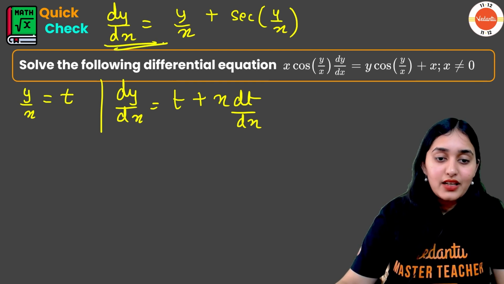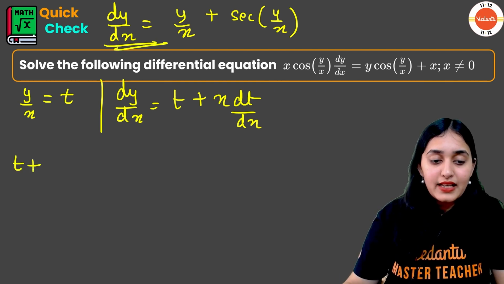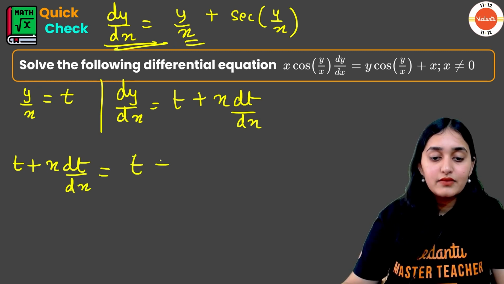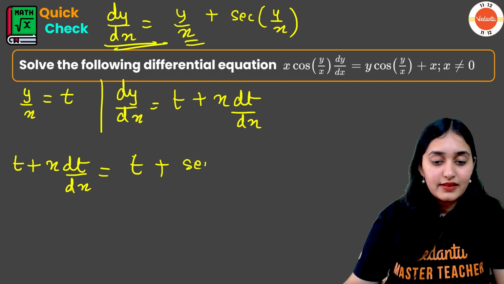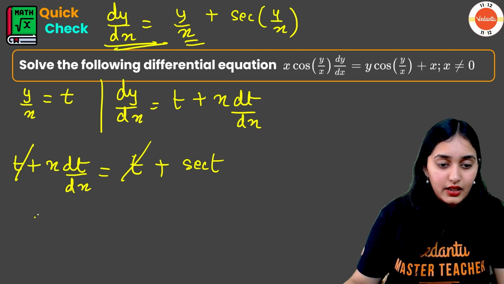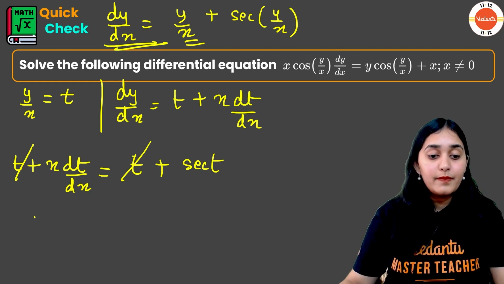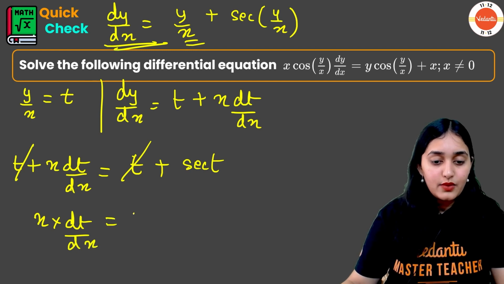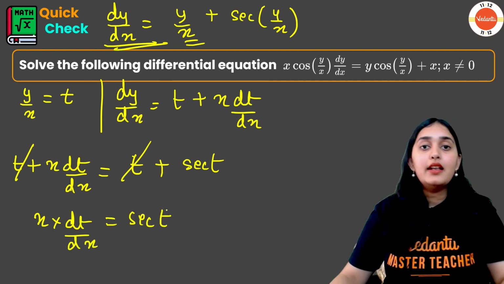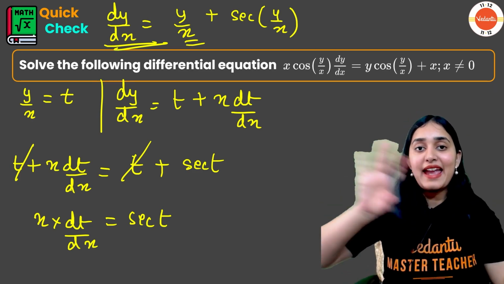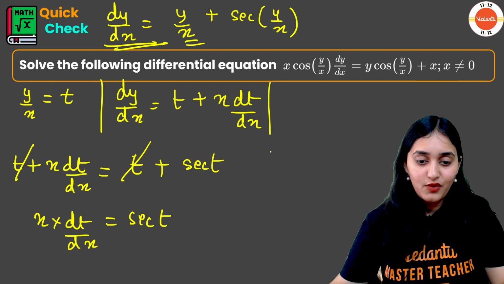So my equation will become t plus x dt by dx is equal to y by x, which is sec t. So here t cancels, and I have x into dt by dx is equal to sec of t. Now variable separation will be used. T one side, x one side. Separate the variables. What will you get?